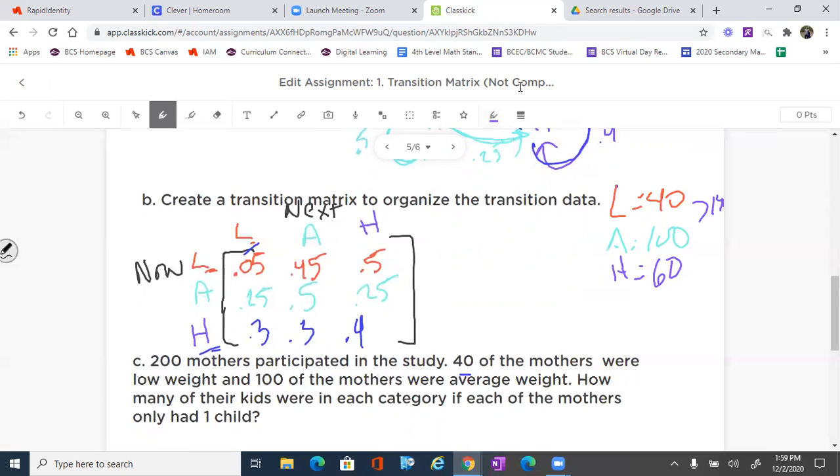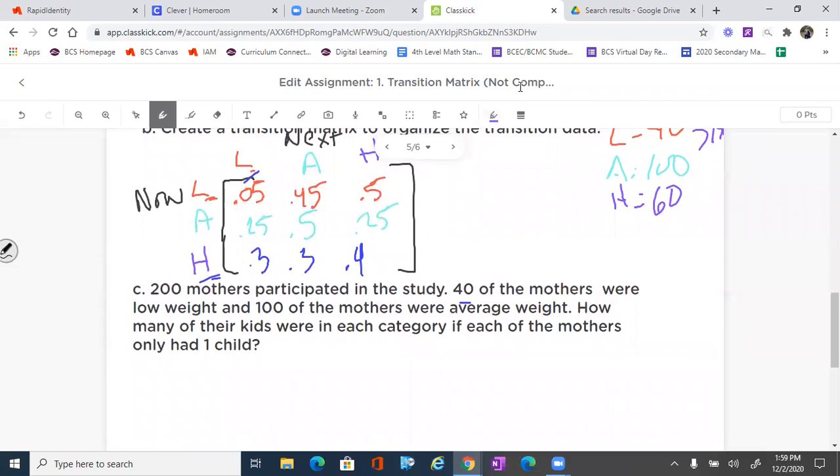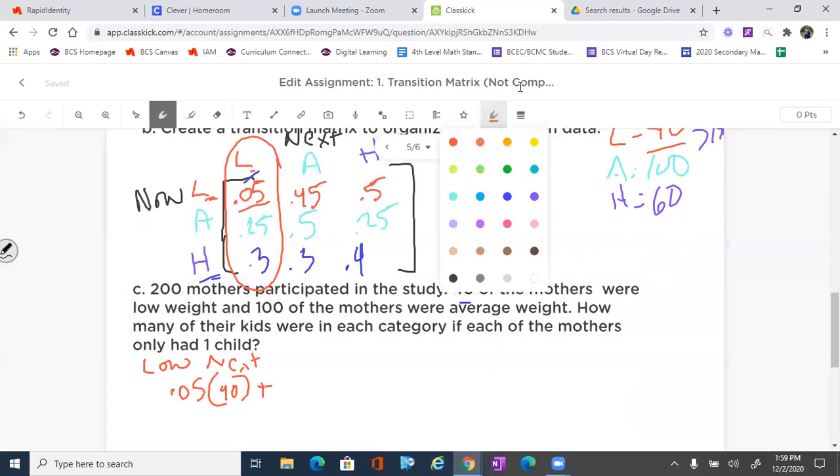Now, once we do this, we're just going to make some basic equations off of the next columns. Okay, so if I want to find low next, I'm going to use this column right here. And I'm going to say, okay, well, what is low next? Well, I know that low next is 5% of low. So 0.05 times how many low were there? There was 40.